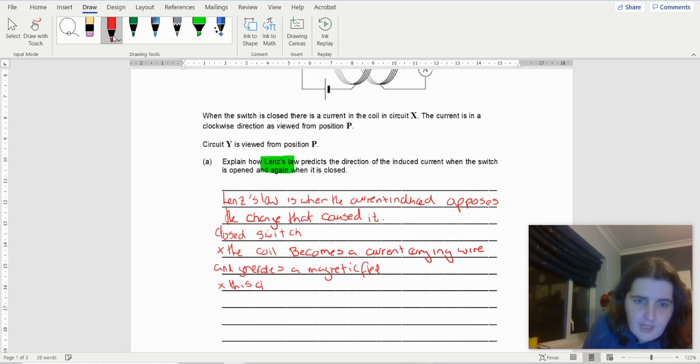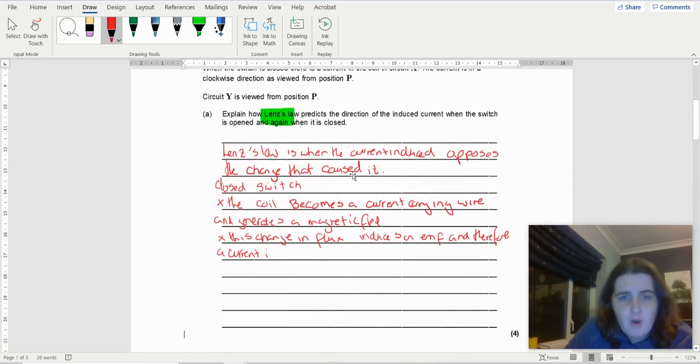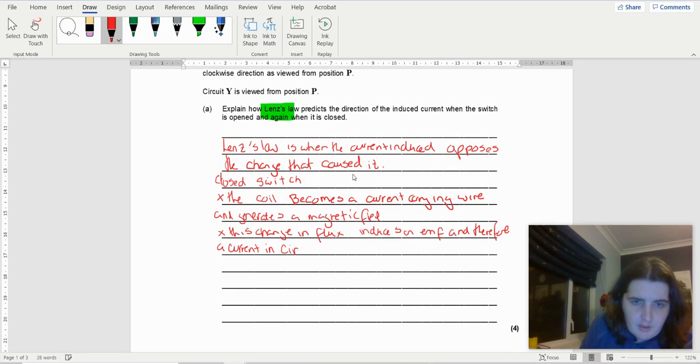This change in flux induces an EMF and therefore a current in circuit Y. But the flow is opposite to the flow in X.